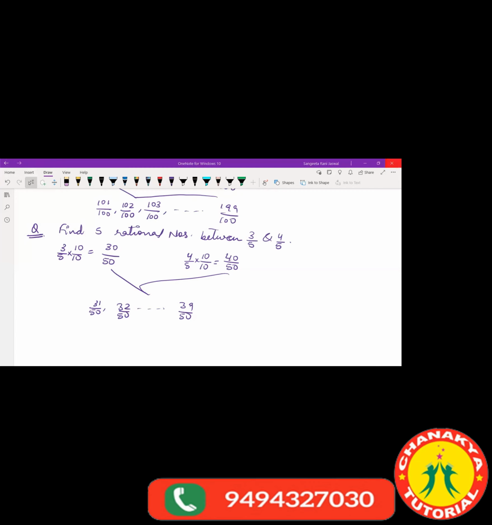So you can have so many rational numbers. Out of these, you can choose any 5.